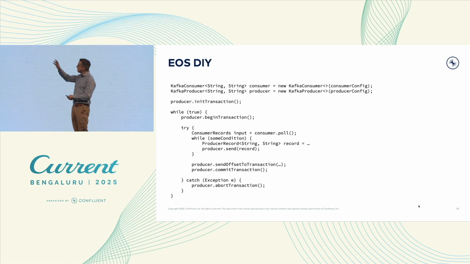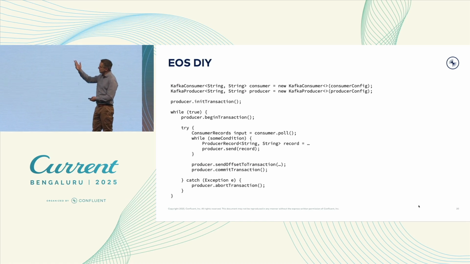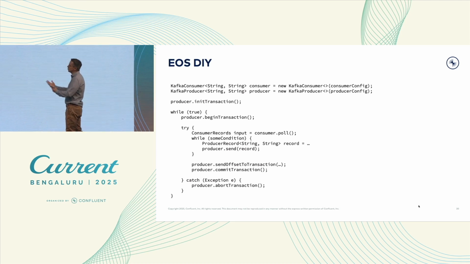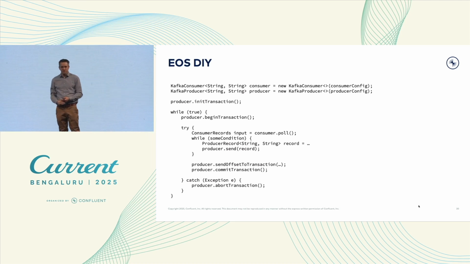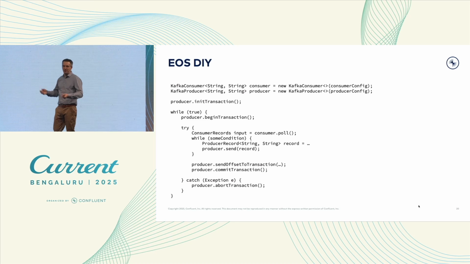So you need to initialize the producer. Then you have your regular processing loop. You start a transaction. You use your consumer to get your first input data. Then you do some processing. You create output records. You send them. Eventually, you add your offsets to also commit the progress that you made. And then you commit the transaction. Pretty simple, right? How hard can it be?